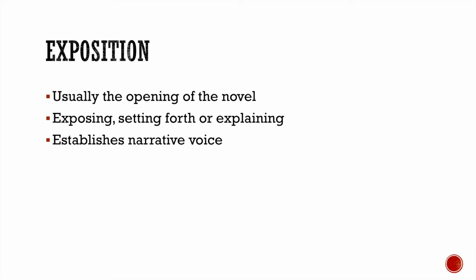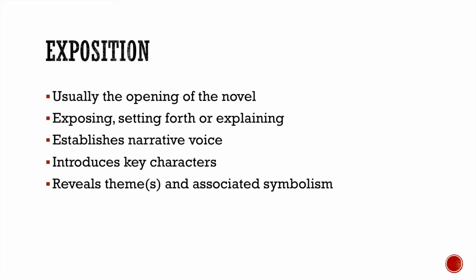The exposition should introduce key characters. We should see who this story is going to be about. It should reveal themes. What is this novel about? Is it a novel about friendship? Is it a novel about loss? And with particular themes goes associated symbolism. So if you take The Great Gatsby, the symbolism of Gatsby's hope, possibly groundless hope, that he will be able to rekindle his relationship with Daisy. You've got the green light on the end of Daisy's dock. So symbolism often goes hand in hand with theme. You might start to see that during the exposition of the novel.